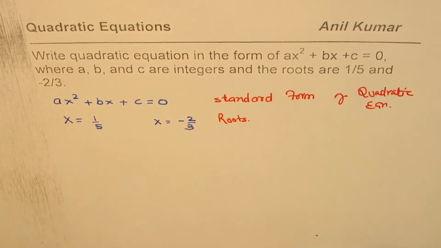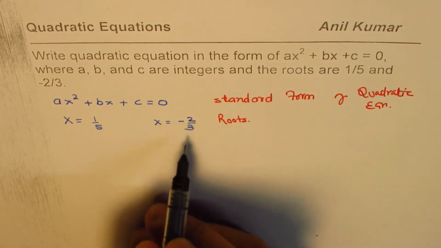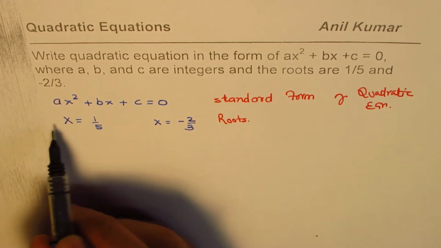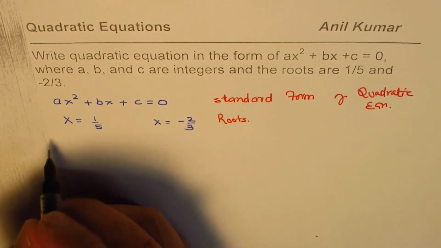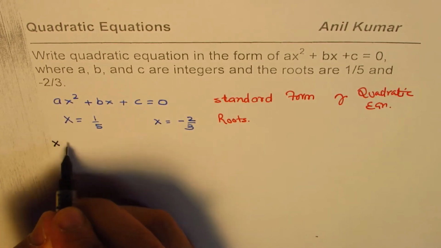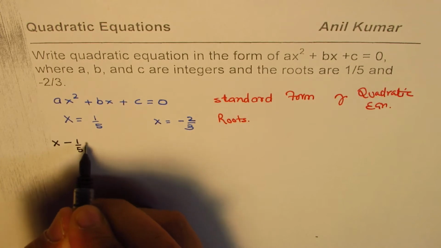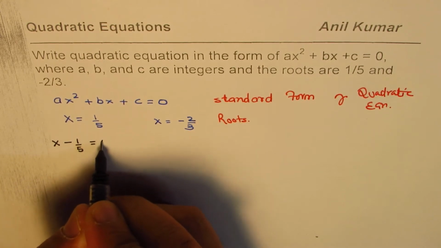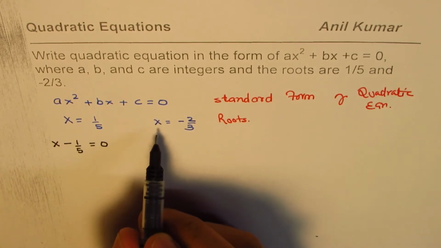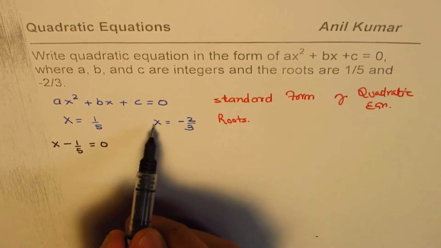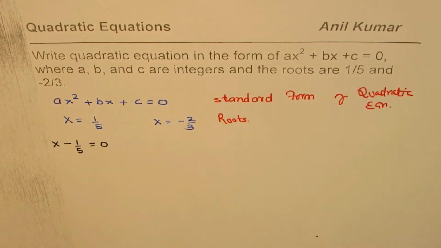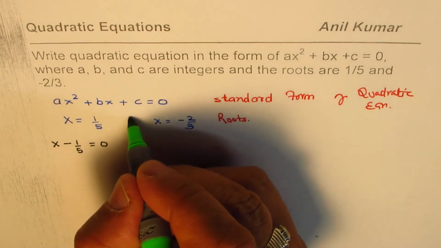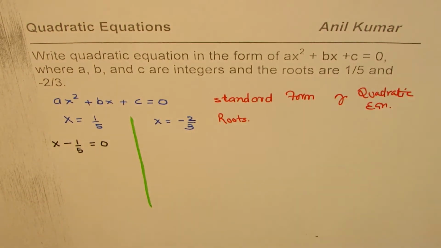So x equals 1 over 5 is the first root. The second one is x equals minus 2 over 3. If you rearrange this, what do you get? You get x minus 1 over 5 equal to 0. You could have done like this also. If I multiply by 3, let's see how to do such things, right? How to find the factors. This is what I'm going to teach you here.